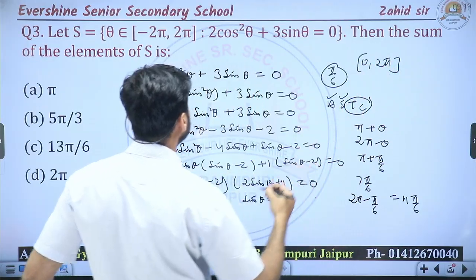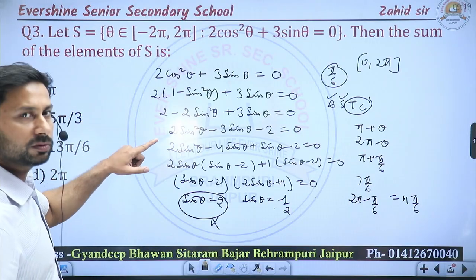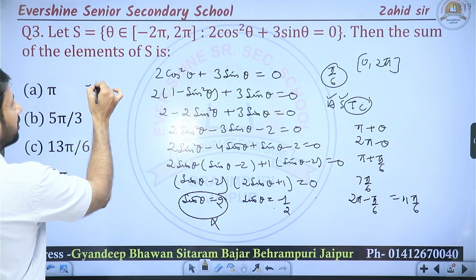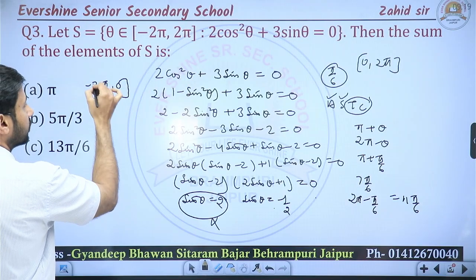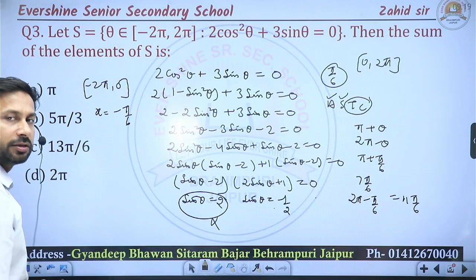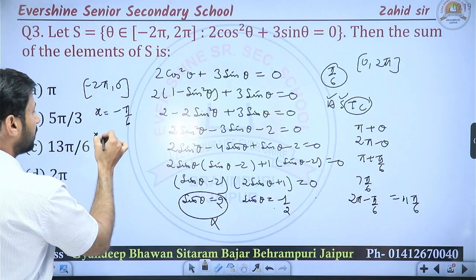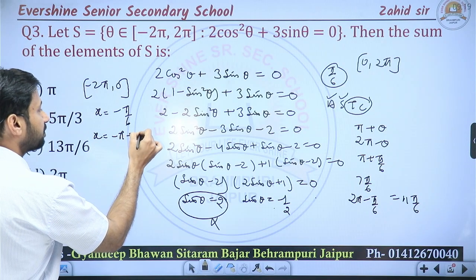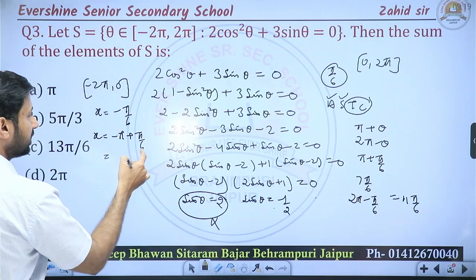But we are having the range from minus 2 pi to 2 pi. So now from minus 2 pi to 0, the value of x will be first minus pi by 6. The other value will be minus pi plus pi by 6. That will be 6 minus 1.